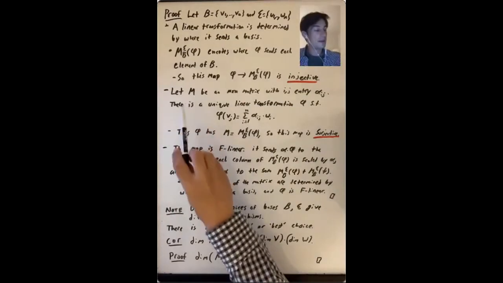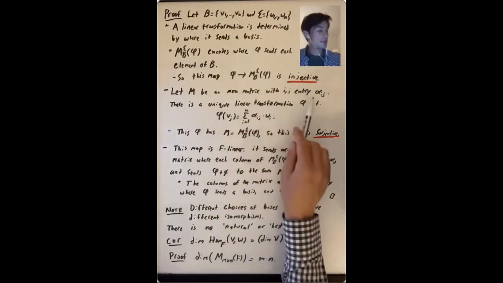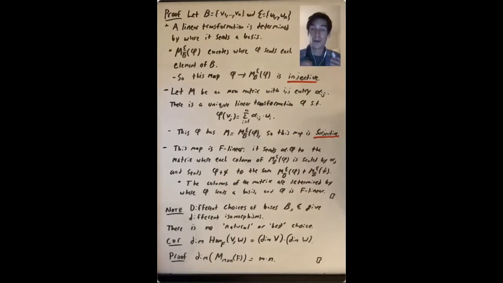All right. Let's say M is an m by n matrix with entries alpha_ij. We're just going to write down a linear transformation so that the matrix represented by that transformation with respect to the bases B and E is M.